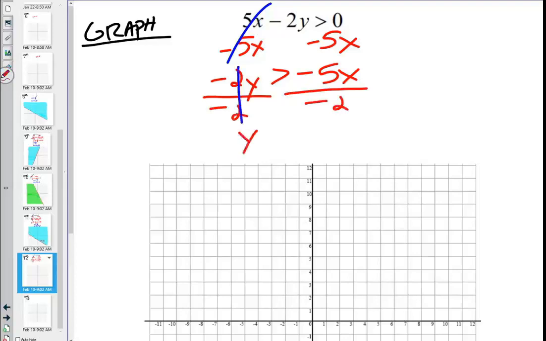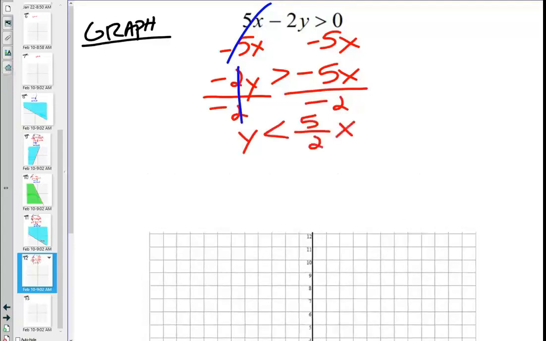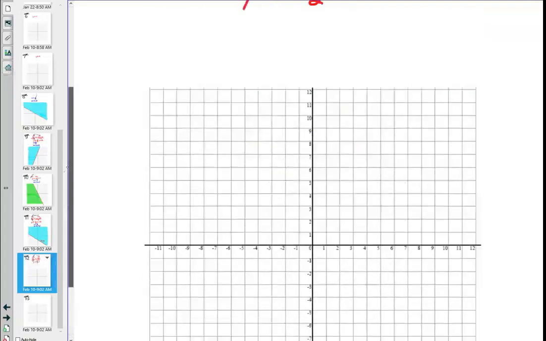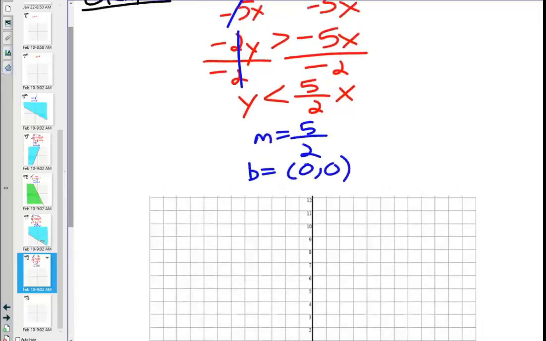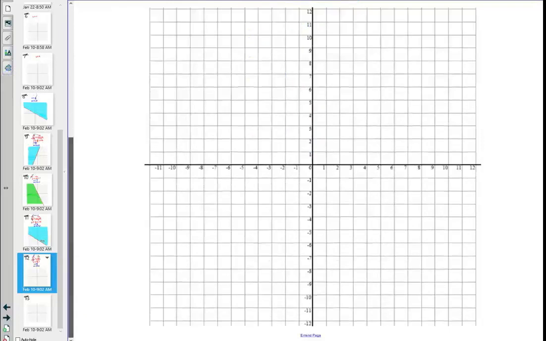So Parag is very astute here. He sees that we divided by a negative, so he'll flip the inequality. So now the open end is facing the right. Start right here. My slope is 5/2. My y-intercept is 0, 0. So this boundary is going to pass by the origin. 0, 0, up 5, right 2. Make sure you don't get that confused. Don't go up 2 and then right 5.